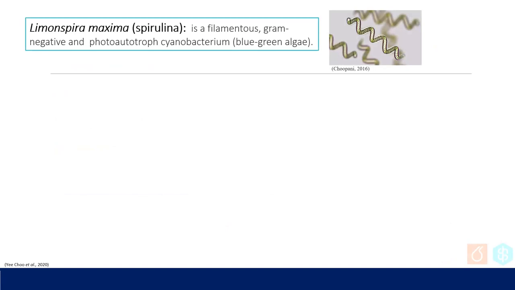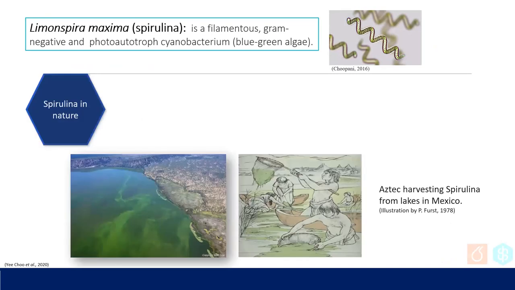Maybe some of you have heard about spirulina. It's a filamentous gram-negative and photoautotroph cyanobacterium. It is found naturally in alkaline or freshwater rivers, ponds, lakes. And actually, some researchers say that even the Aztec civilization was already using spirulina due to its very rich nutritional profile. Of course, nowadays, we don't do it as the Aztecs.